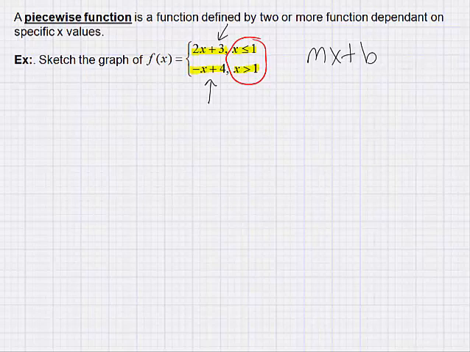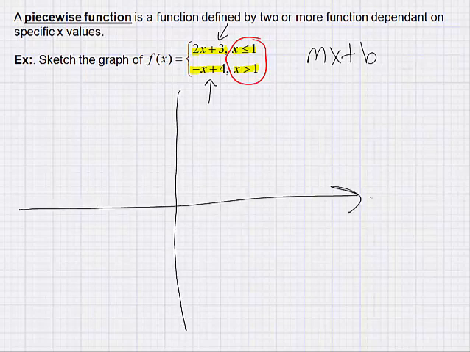The easiest way, I think, to graph these is to look at your xy chart, or your xy plane, and then look at the break. Where one changes to the other, you have x is less than or equal to 1 for one piece, x is greater than 1 for the other piece. So the break is at 1. So I'm going to put a little dotted line right here. Now this dotted line is really not part of the graph, it's just showing me where the break is.